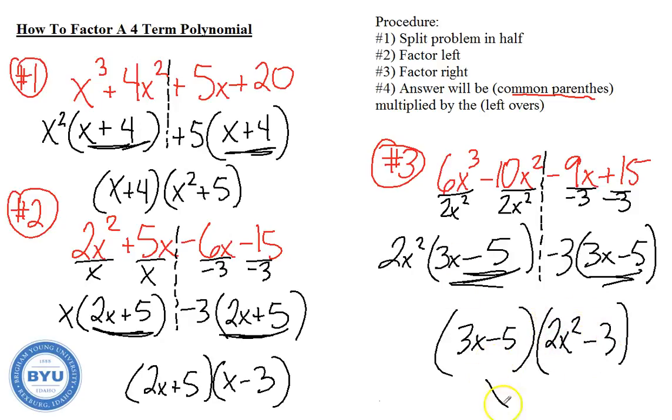It doesn't matter what order you write these. Some people like to switch them around and put the highest power first. That's fine. Either way, that is how you factor a four-term polynomial.